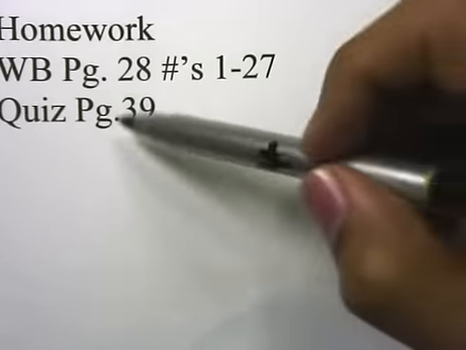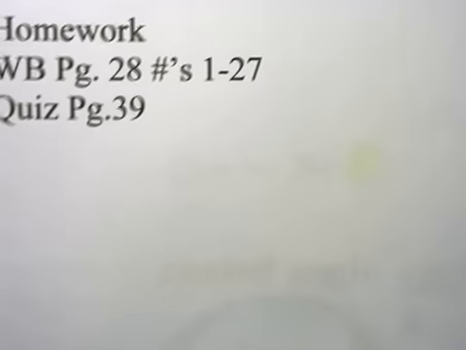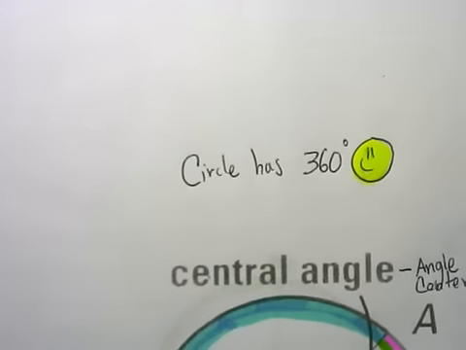When we're done with that, we're going to assign some homework, and the homework is going to be on workpage 28, numbers 1 through 27. And in these questions, you will also have to answer some of the questions in full sentences, discussing the rules that we learned today. And then we're going to have a quiz. So let's begin with our review of minor arcs, major arcs, and semicircles.